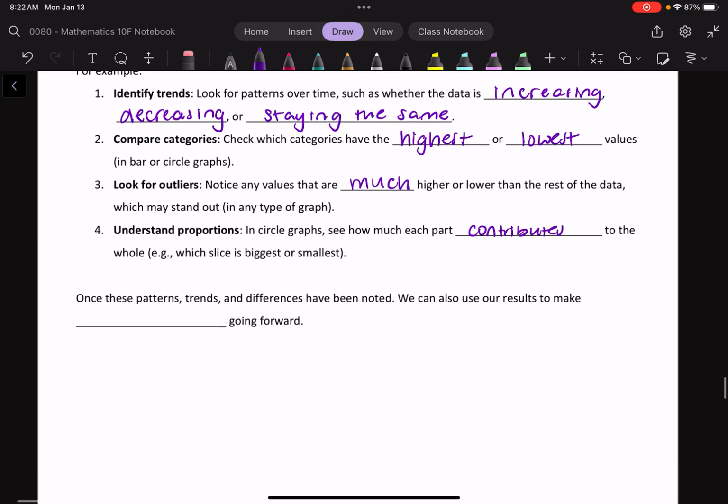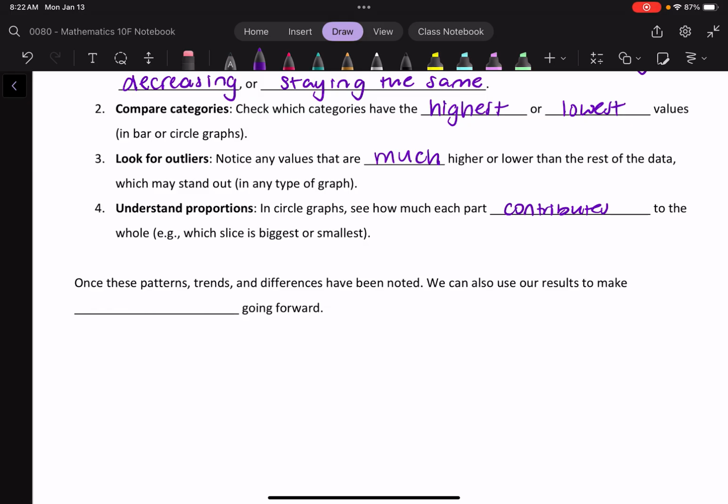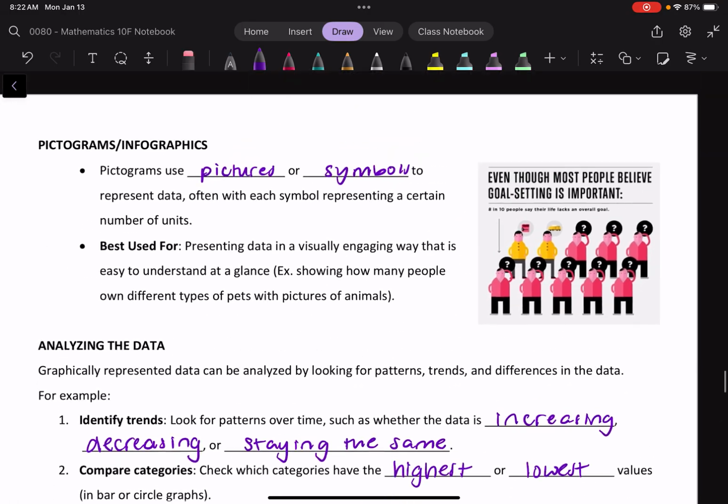Now, taking a look at these data pieces, specifically patterns, trends, and differences, once we've noted all of those, we can use those results to make predictions going forward. So, what do I mean by predictions? Well, let's go back and look at some examples really quick.